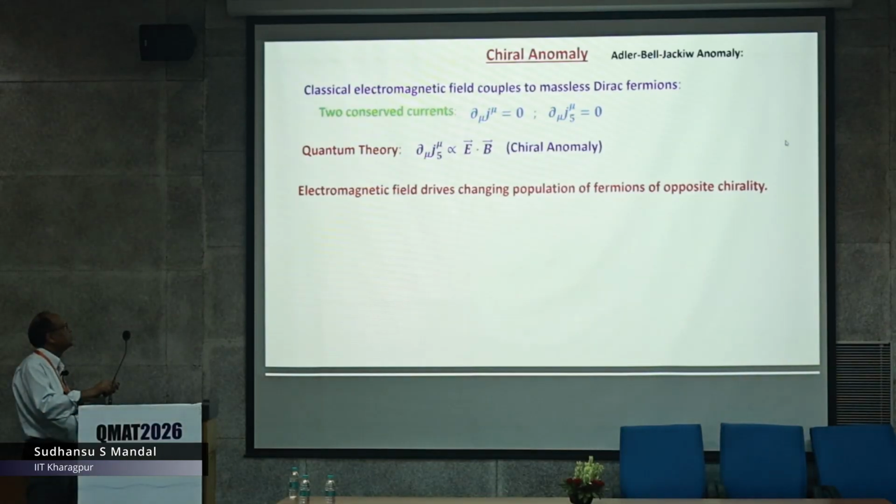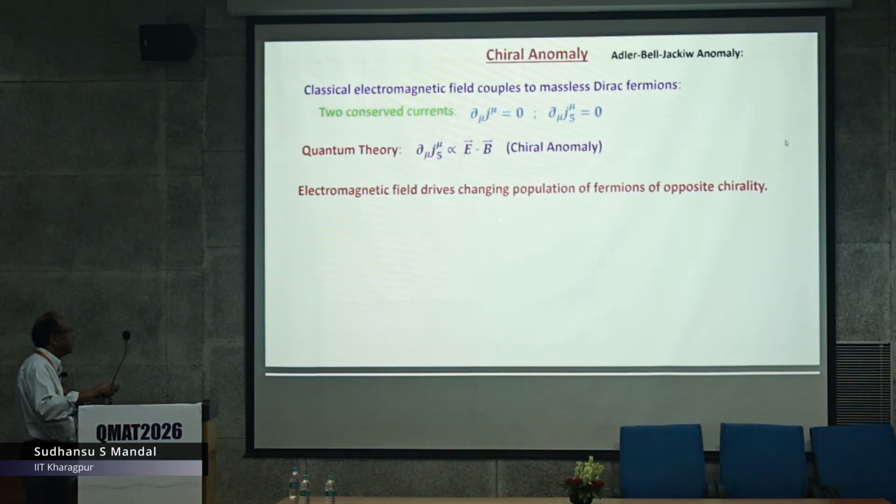And these Weyl fermions are associated with the famous anomaly found by Adler, Bell, and Jackiw, called the chiral anomaly. If you classically treat the electromagnetic field coupled to massless Dirac fermions, then you have 2 types of conserved currents. One is the normal charge current, and the other is the chiral current, j5. But when you do quantum theory, they found that this chiral current is no longer conserved, and the non-conservation is proportional to E dot B, which is the famous chiral anomaly.